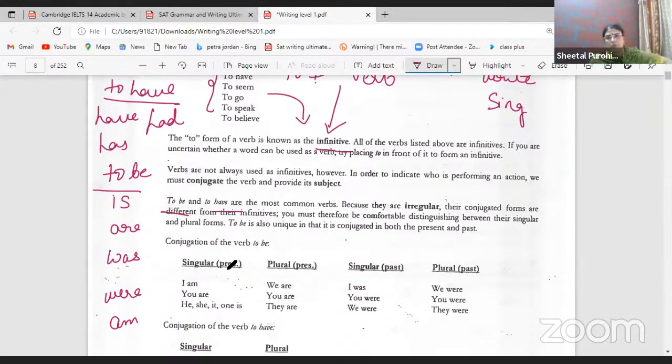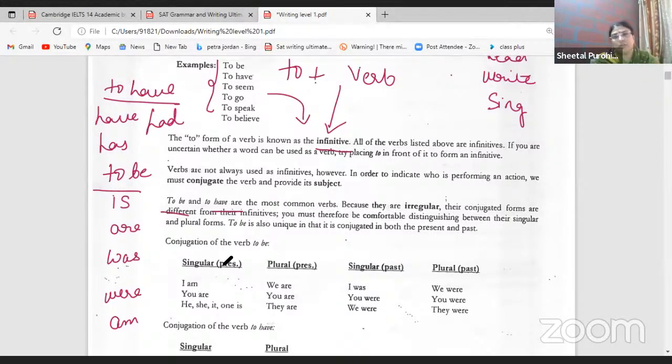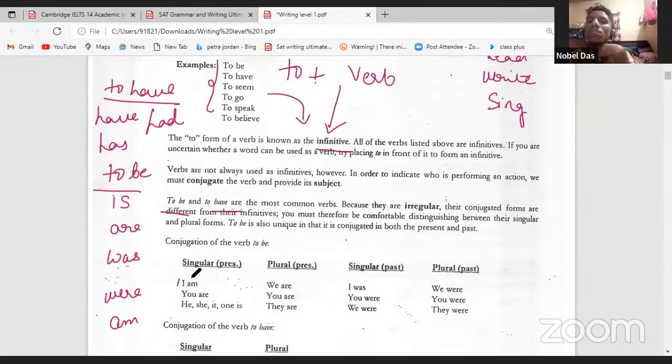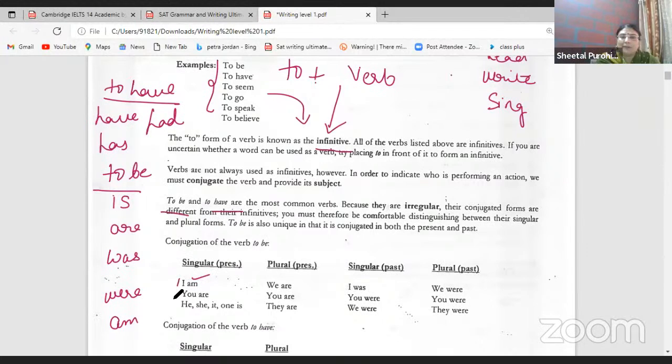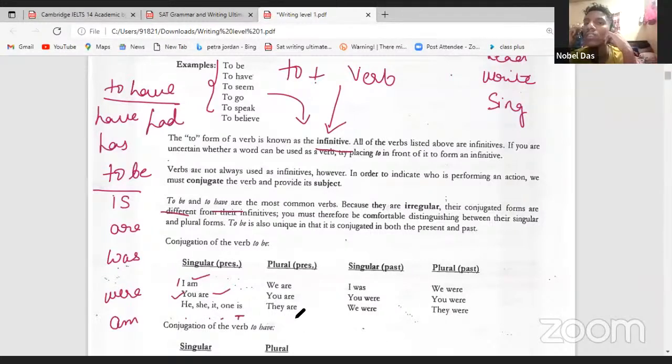Then we have to look at the singular and the plural forms also, because we will do the subject verb agreement, right? With the subject I, always the am will come. With you, this is second person, always the plural form of the verb only will come, like you are. Third person, he, she, it, one is there. So if it is singular, we'll use the singular form of the verb. Is is singular, are is plural.